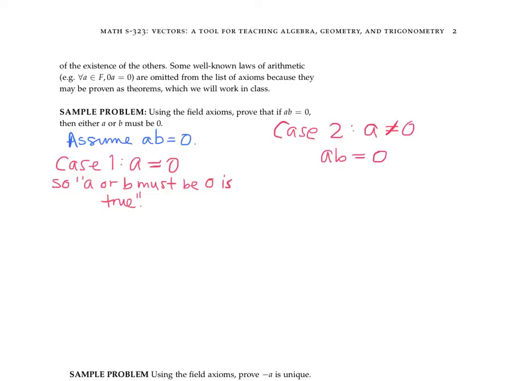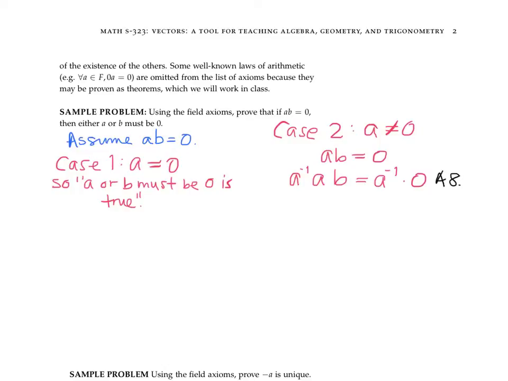Now, here's what I'm going to do. I'm going to multiply both sides by the multiplicative inverse of A, which I know exists because of axiom number 8. Any element that is non-zero in a field has a multiplicative inverse.